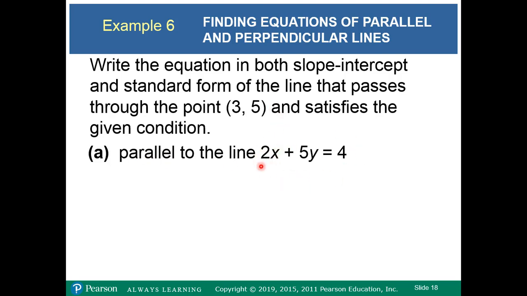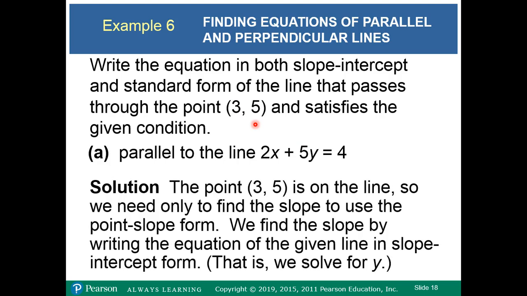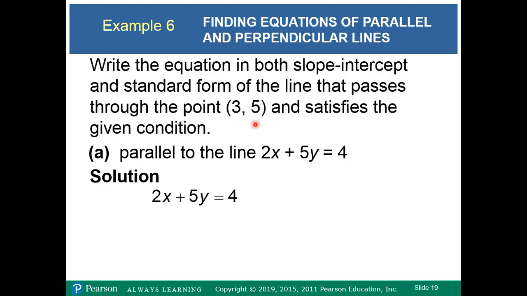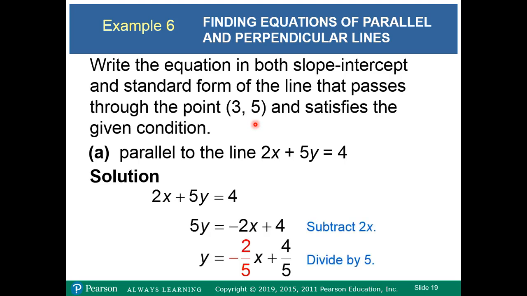So the first thing we're going to do is find the slope of this line, because then that is going to be the slope of the line that passes through this point. Okay, so that's what we're going to do. And so we find that the slope of this given line is -2/5. So since the line that passes through this point, which is what we're trying to find, is parallel to this line, then it must also have a slope of -2/5. So now we've got the slope of the line we want.